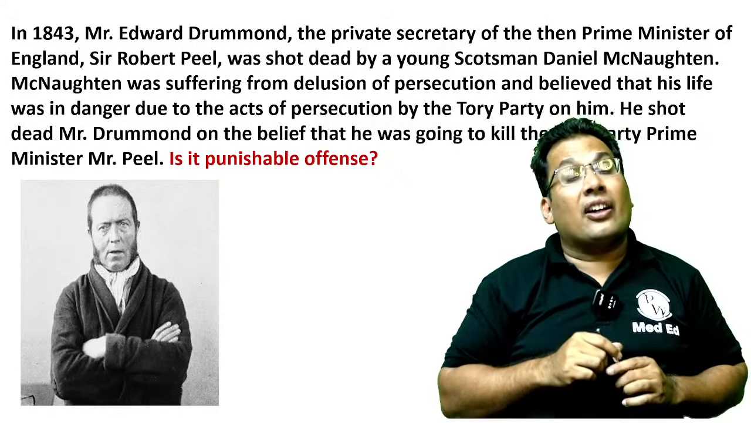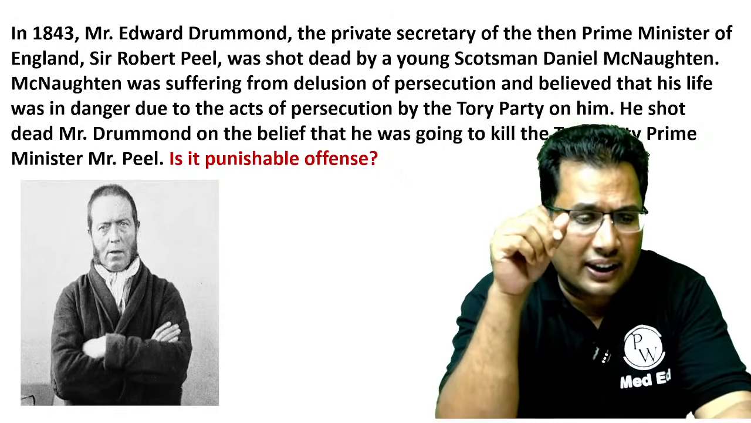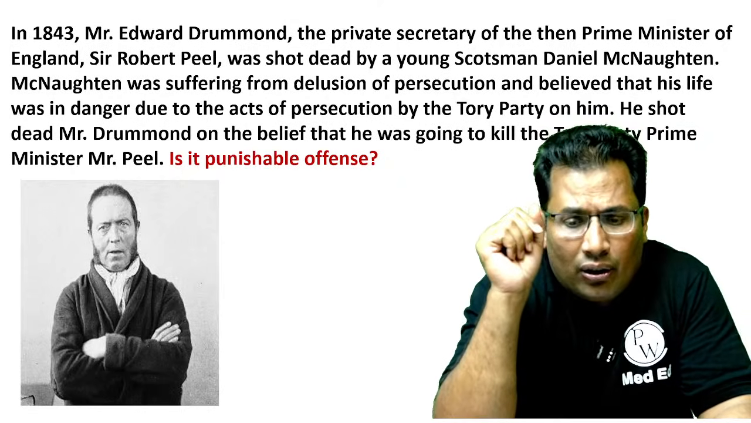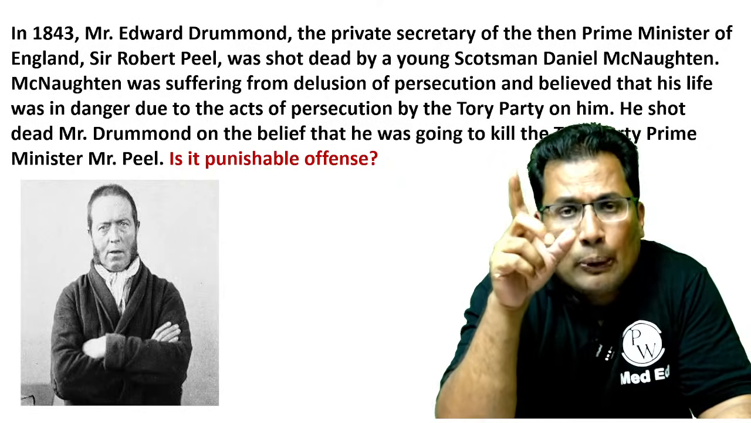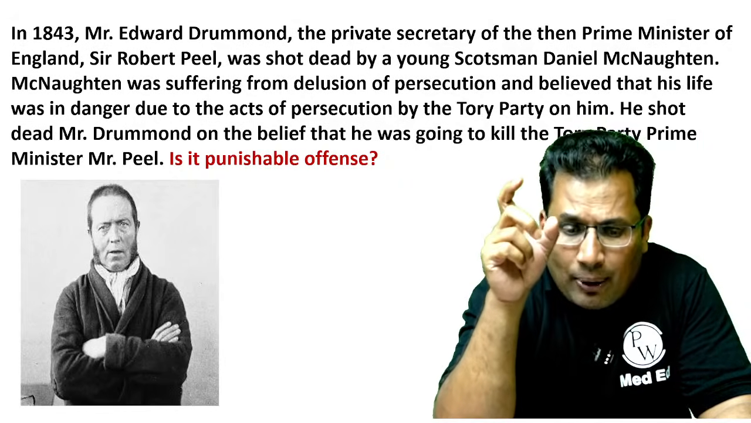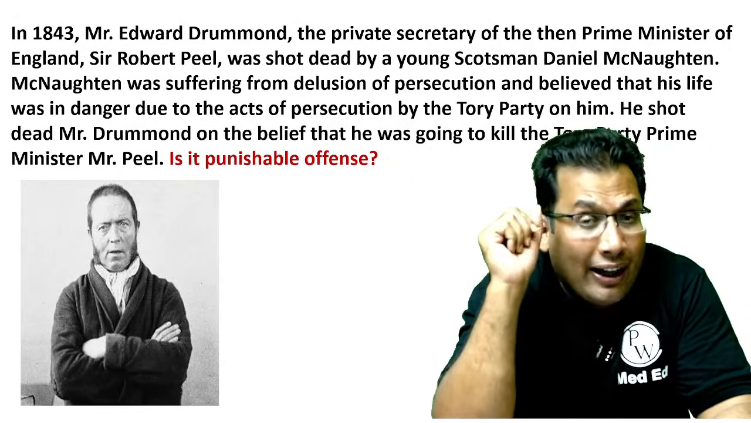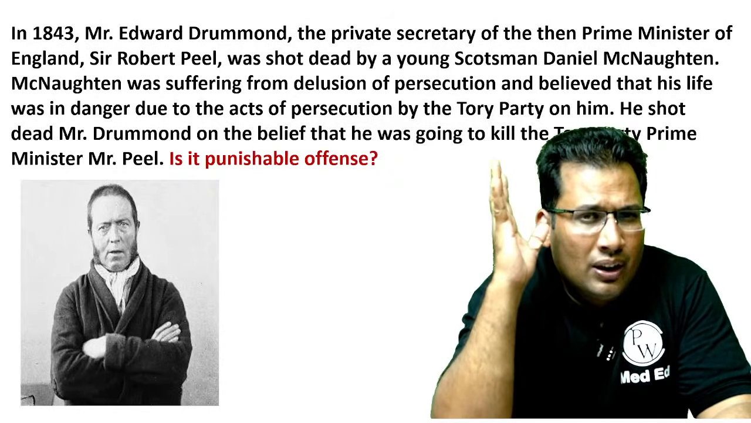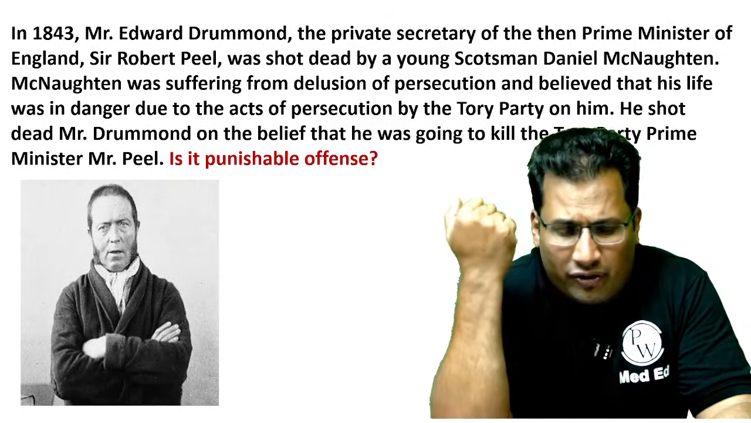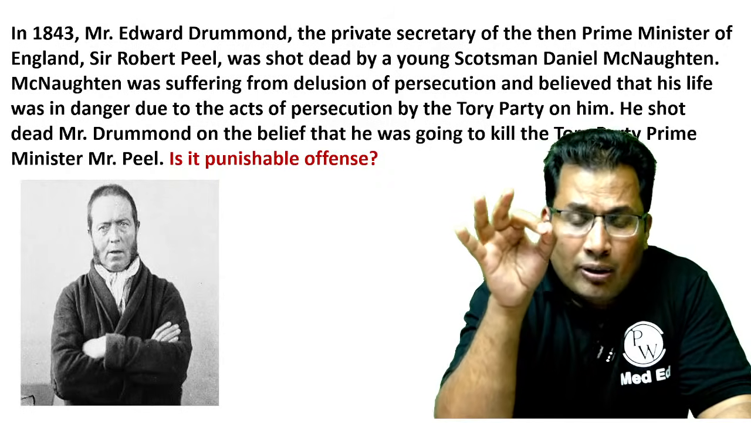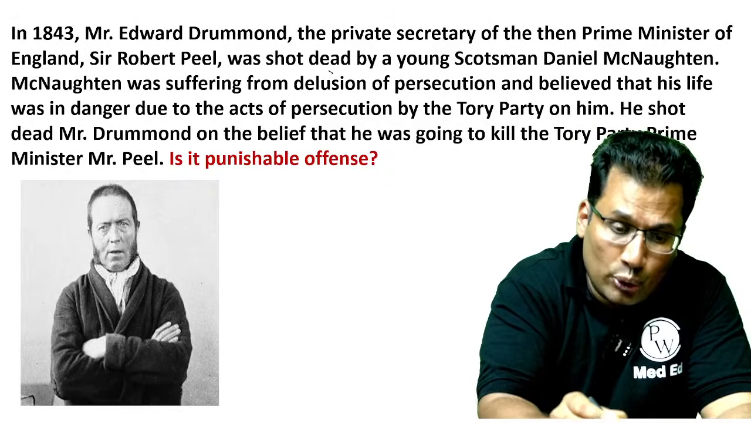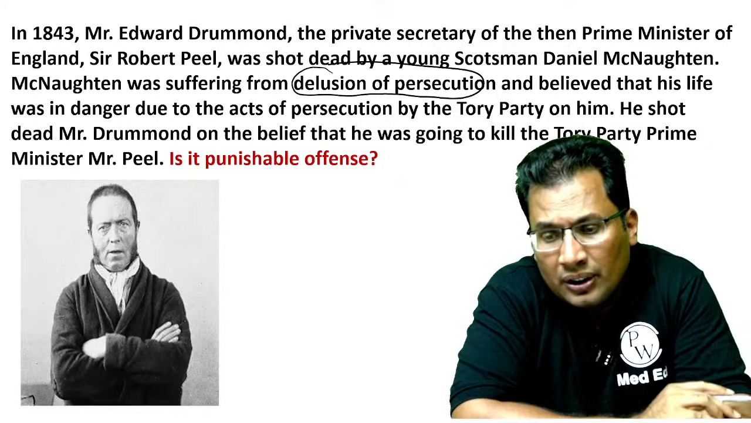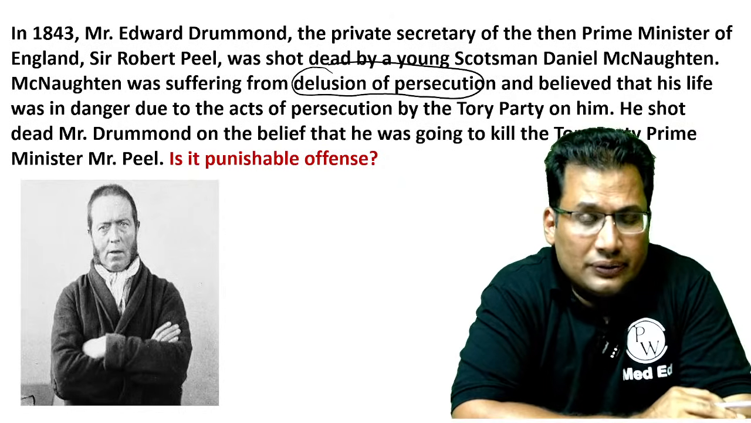So this is a very interesting question. In 1843, Mr. Edward Drummond, the private secretary of the Prime Minister of England, Sir Robert Peel, was shot dead by a young Scotsman, Daniel McNaughton. Daniel McNaughton was suffering from delusion. He was suffering from delusional disorder, schizophrenia. McNaughton was suffering from delusion of persecution. In fact, it is the most common delusion in psychiatry. He believed that his life was in danger.